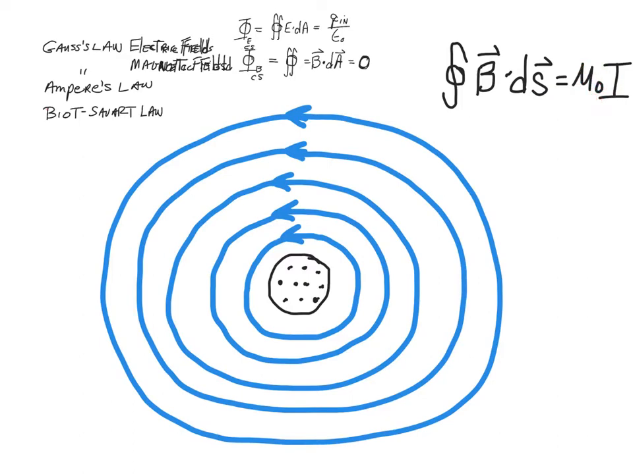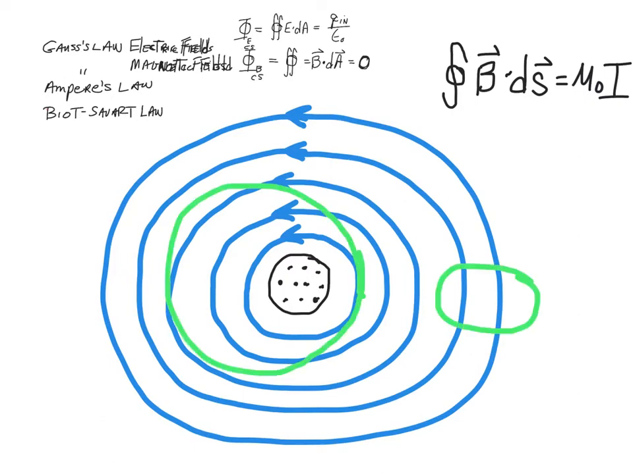So let's put some loops in our diagram and see what happens. I've constructed two random loops, and remember, this holds true for any closed loop. You can choose any you want, and what you're going to see is there are certain ones that make this integral easier to do. So anyway, here's random loop number 1.